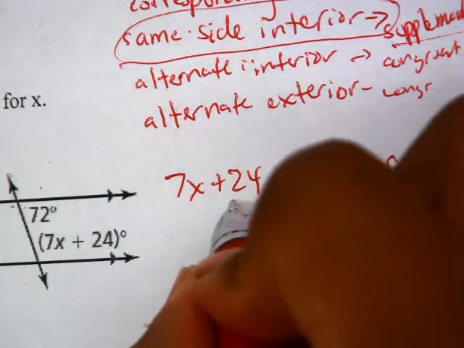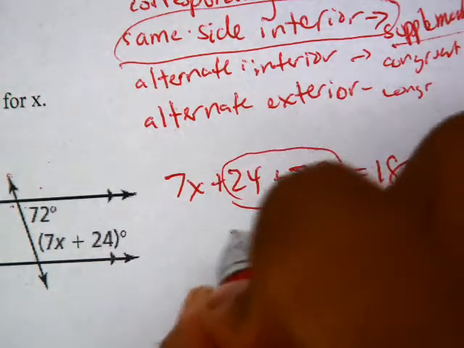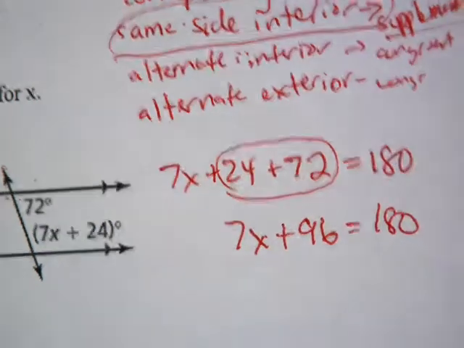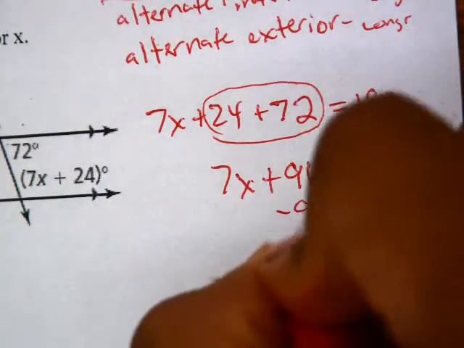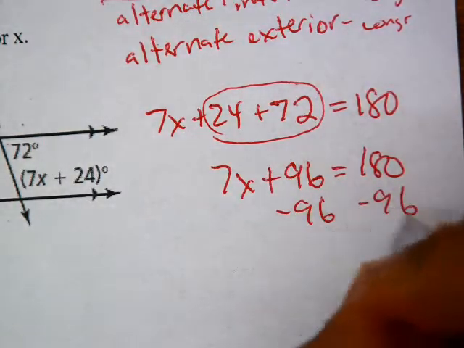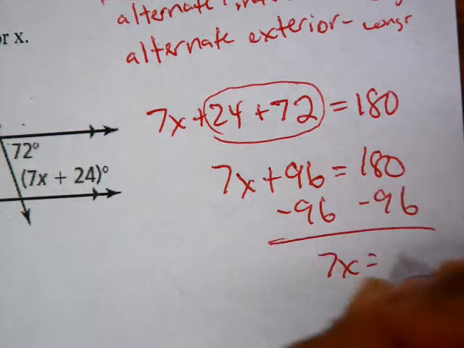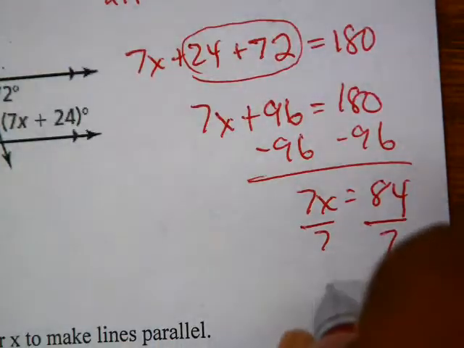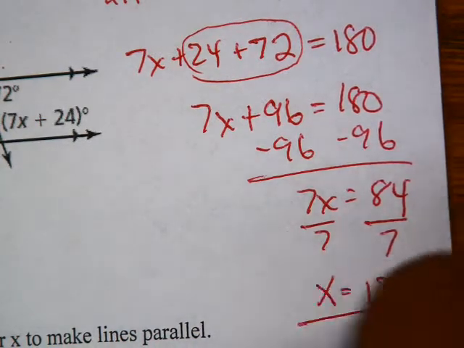So when I add 24 to 72, because those are like terms, I get 96. If I subtract 96 from both sides, I get 7x equals 84. And if I divide by 7, I get x is equal to 12.